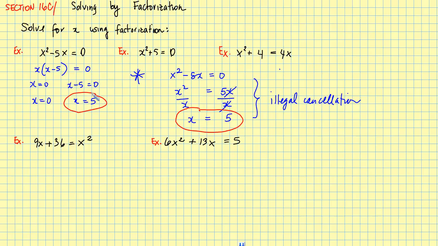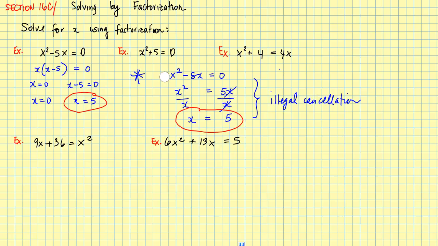So that means that in doing the illegal cancellation, you are missing or eliminating one of the possible values of x. So if you don't do the correct factorization process, where you bring everything over to one side of the equation and set it equal to 0, or set it equal to some number, then you are doing illegal cancellation and you're missing one of the possible solutions.